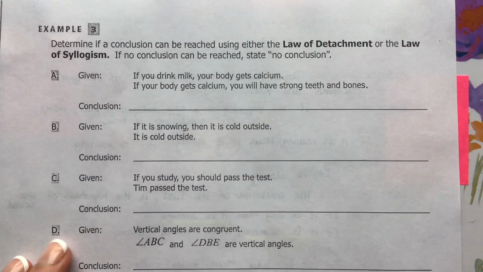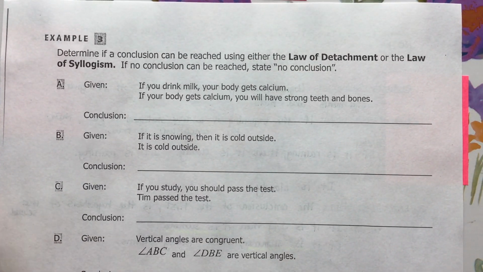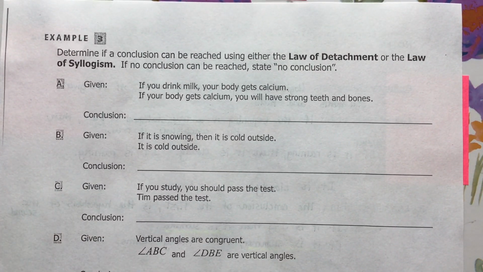Okay. Now looking at the back of your paper, we just have a bunch of examples that we're going to go through so we can put the law of detachment and the law of syllogism into practice a little bit better. So we're going to determine if we can even make a conclusion. We might not be able to. And then if we can, which law did we use and what conclusion should it be?